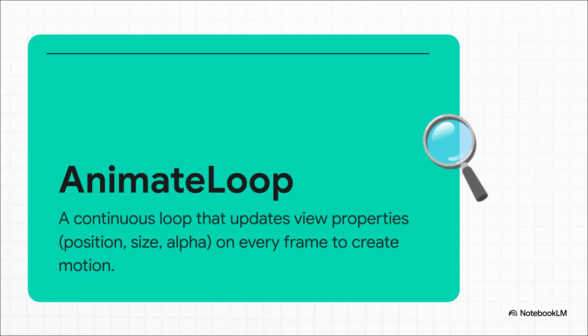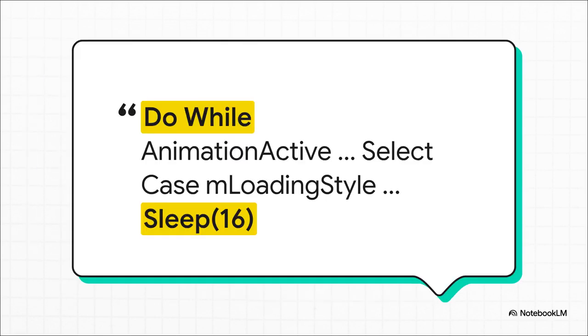It just keeps running in the background, and on every single frame, it makes these tiny little changes to those views we just created, nudging their position, tweaking their size, or fading their transparency. And all those tiny changes together create the illusion of smooth animation. And the way this loop is built is really clever. You see, it's a do-while loop, so it's constantly running.